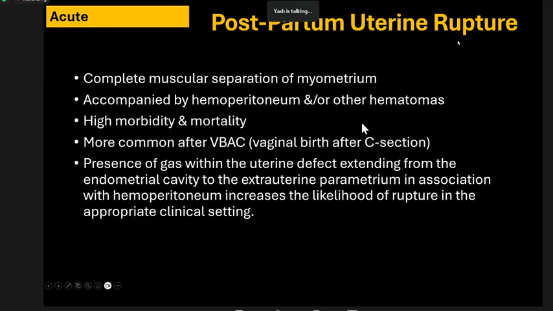So focusing again on rupture, the presence of gas within the uterine defect, if it is communicating with the parametrium, plus if there is hemoperitoneum and the right clinical context, will all point towards rupture.